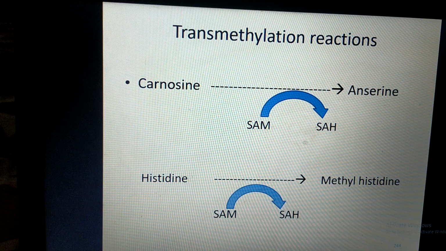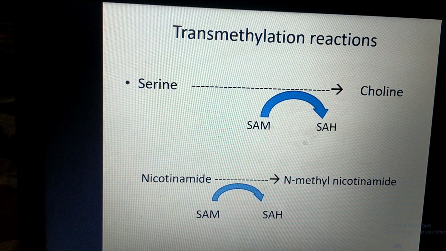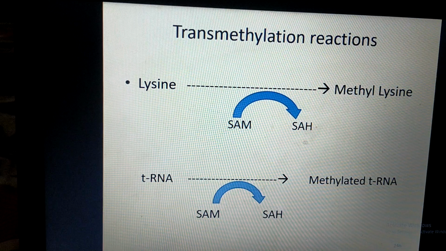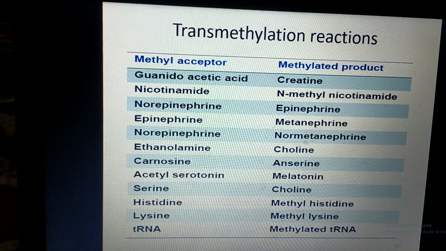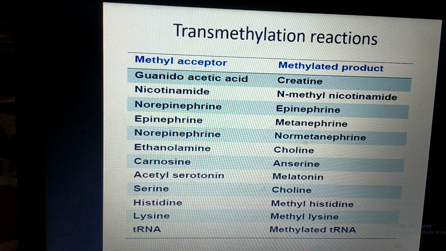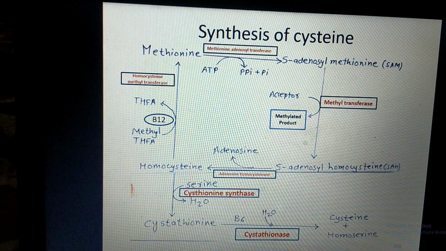Histidine also combines with the methyl group of SAM to form methyl histidine. Serine on methylation forms choline. Nicotinamide on methylation forms N-methyl nicotinamide. Lysine forms methyl lysine. tRNA forms methylated tRNA. So these are the list of methyl acceptors and methylated products in transmethylation reactions. After completing the SAM cycle and transmethylation reactions, we will start the metabolism of cysteine.